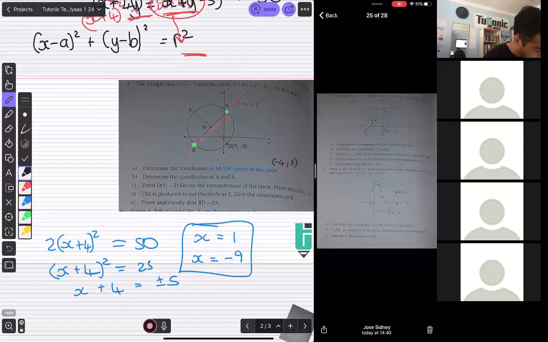We say y equals x plus 7. So if x is 1, then y is 1 plus 7, so it's (1, 8). And over here, if x is minus 9 and y is x plus 7, it's going to be (-9, -2). Sorry, -2. Does everybody understand that?